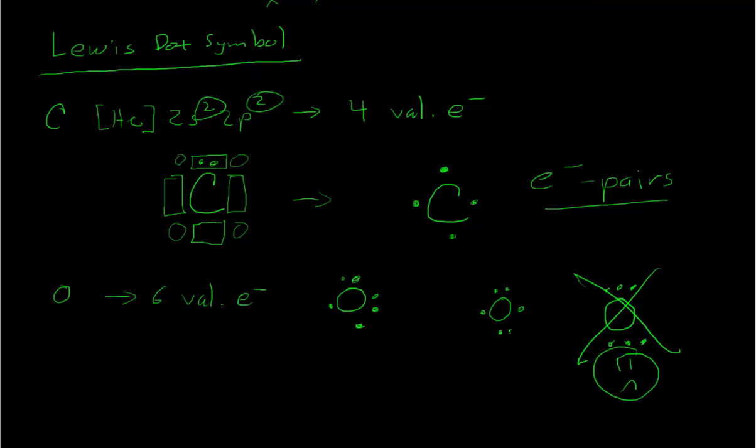So Lewis dot symbols will be very useful to us later when we begin thinking about electrons being lost or gained to form compounds. Let's look at a simple example. We're going to look at sodium. Sodium has just 1 valence electron, so I'm going to put a dot there. Now we're going to look at the atom chlorine. Chlorine has 7 valence electrons, so 1, 2, 3, 4, 5, 6, 7.